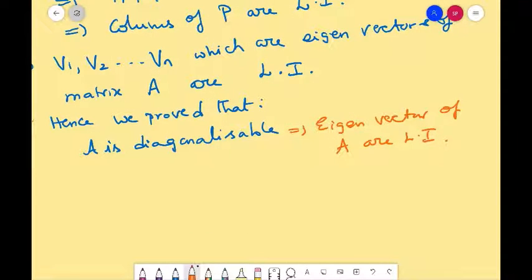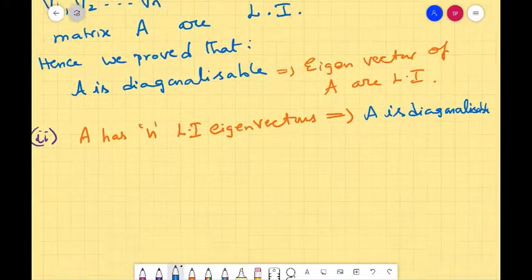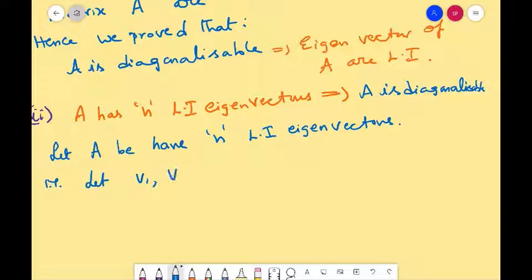Now let us prove the converse, the second part of the theorem. What is the second part of the theorem? A has n linearly independent eigenvectors implies you have to prove A is diagonalizable. So for this, let A be having n linearly independent eigenvectors, that is, let V1, V2 and so on Vn be linearly independent eigenvectors of A.